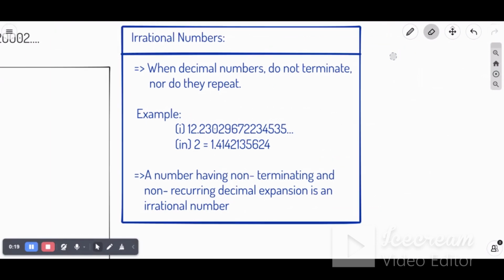Irrational numbers are nothing but decimals. You know very well what a rational number is: it terminates or it repeats. So the opposite of that is our irrational number. It should satisfy both conditions. It should not terminate and it should not repeat. See, it should go on. A rational number also goes on, but there is one more condition. They should not repeat.